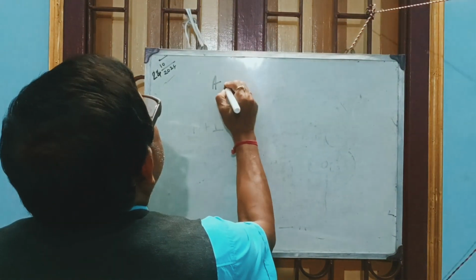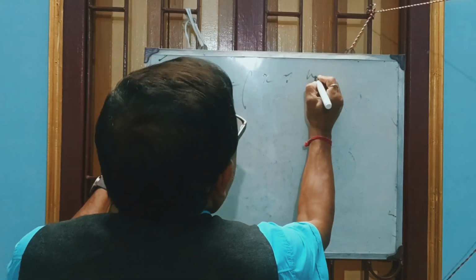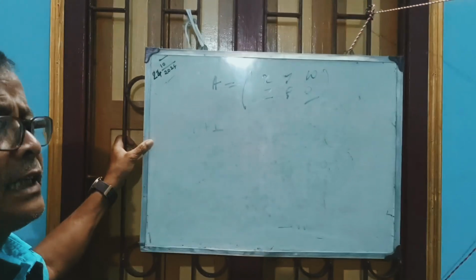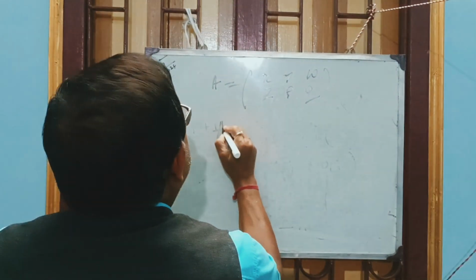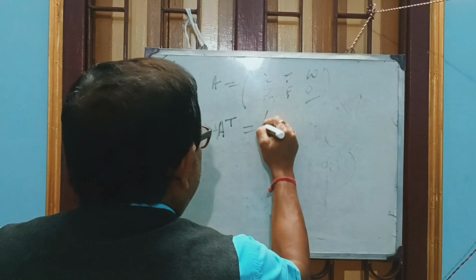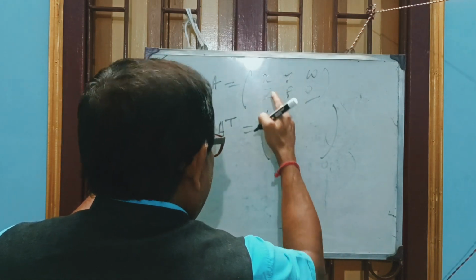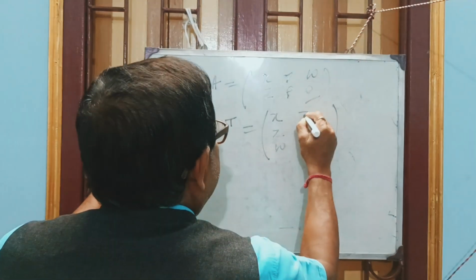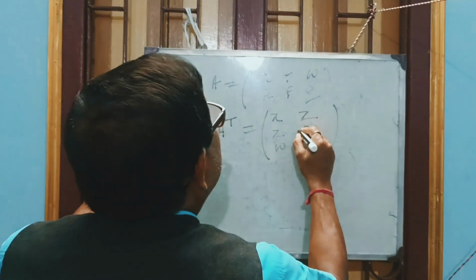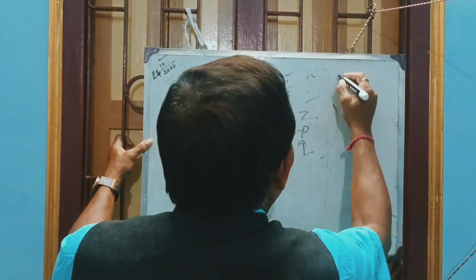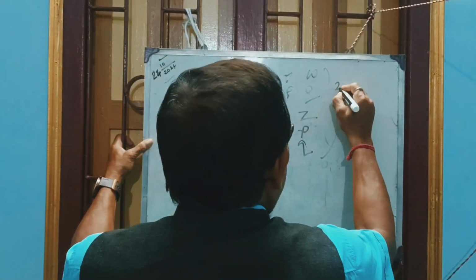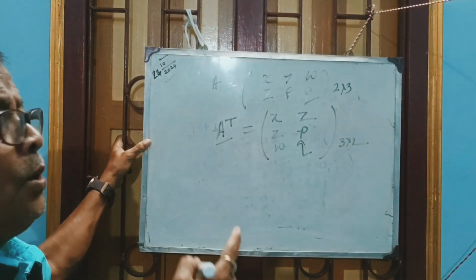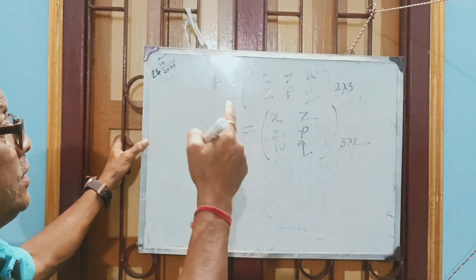Lastly, transpose. Let us consider a matrix with rows x, y, w and z, p, q. What will be the transpose? If we transpose the matrix A, we get the transpose of A. The rows are transferred into columns: x, z; y, p; w, q. The original order is 2 by 3, but the order of the transpose will be 3 by 2, because rows change into columns and columns change into rows.